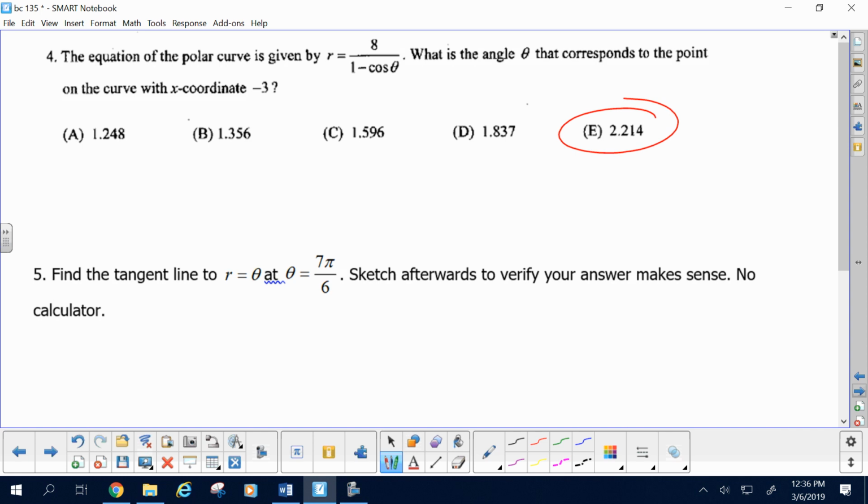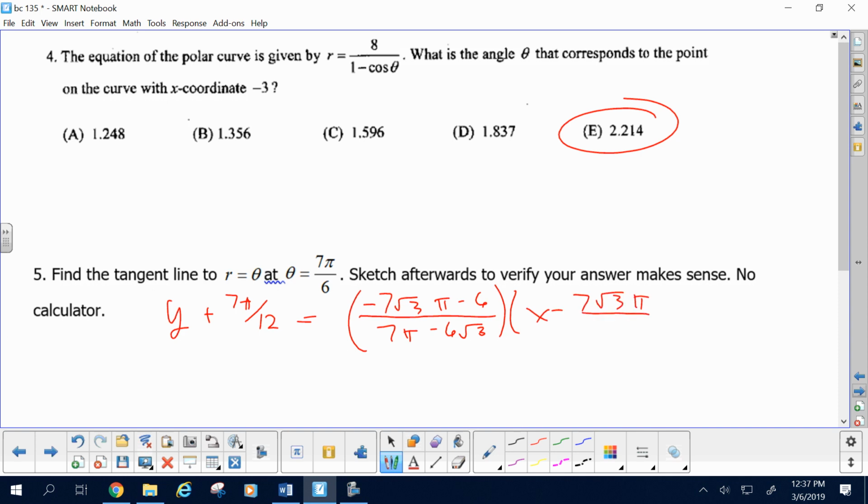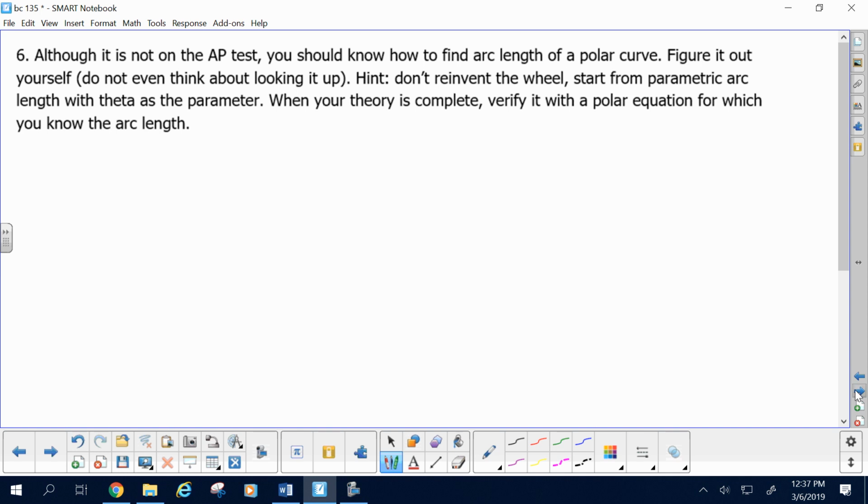Okay. For 5, here's my tangent line. Y plus 7 pi over 12 equals -7 root 3 pi minus 6 over 7 pi minus 6 root 3, times x minus 7 root 3 pi over 12. Okay. Hopefully you arrived at a formula for polar arc length of something like this.